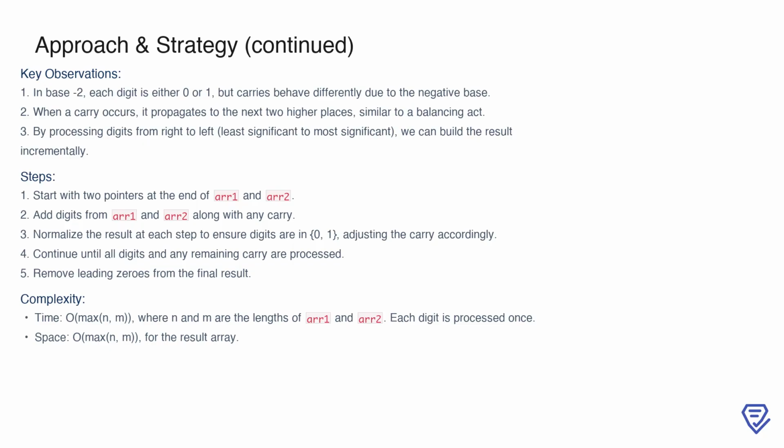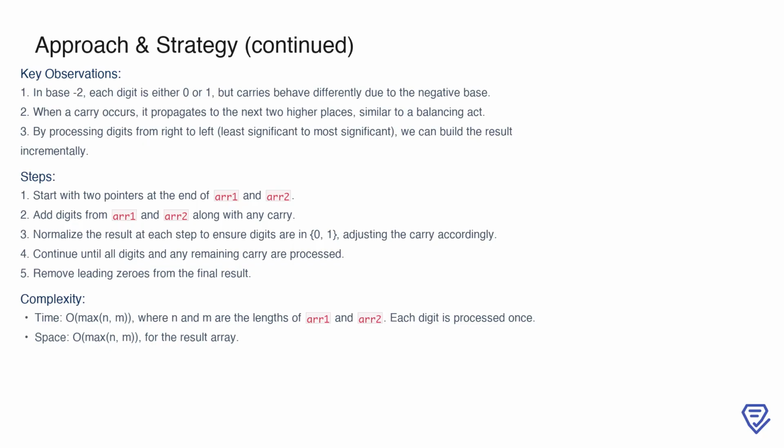This creates a balancing effect that must be carefully managed during the addition process. By processing the digits from right to left, starting with the least significant digit, we can build the result incrementally. The process begins with 2 pointers positioned at the end of the input arrays. At each step, we add the corresponding digits from both arrays, along with any carry from the previous step.